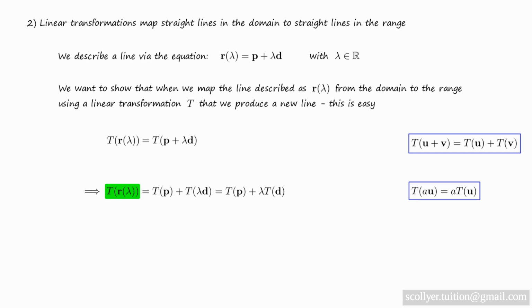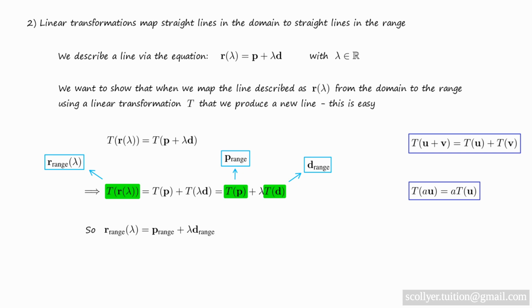Now, T(r(λ)) is simply some vector in the range, and we call that r_range(λ). It is the vector equation of the line mapped to the range. T(p) is some fixed vector in the range, and we call that p_range. And T(d) is the direction vector mapped to the range, and so we call that d_range. And having chosen those names, the equation above becomes r_range(λ) = p_range + λd_range. And this has the form of a straight line, i.e. it has the form of the equation shown at the top of the page. And so we are done.